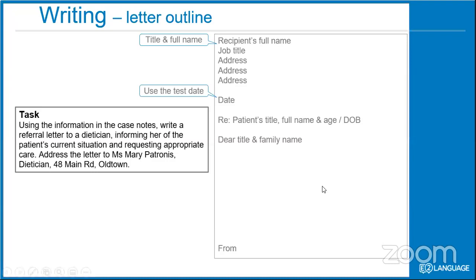The reference line: the patient's title, their full name and age, or their date of birth. With the date format, I think just an 8-number format is quite good with slashes in between. So then, Dear Dr., Mr., Mrs., Ms. and their family name, and then you write the letter. Yours sincerely at the end, or yours faithfully if you don't know their name, and then just write the word nurse or charge nurse. That will do.